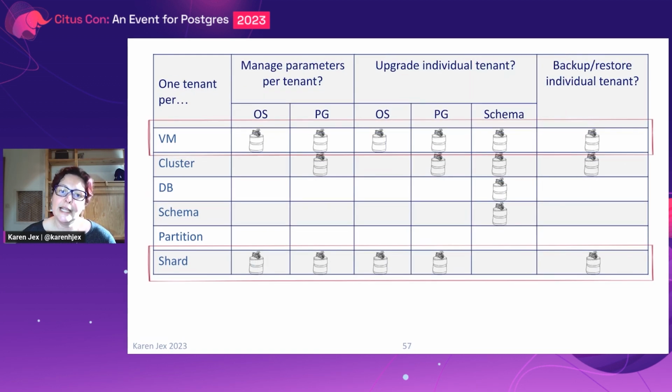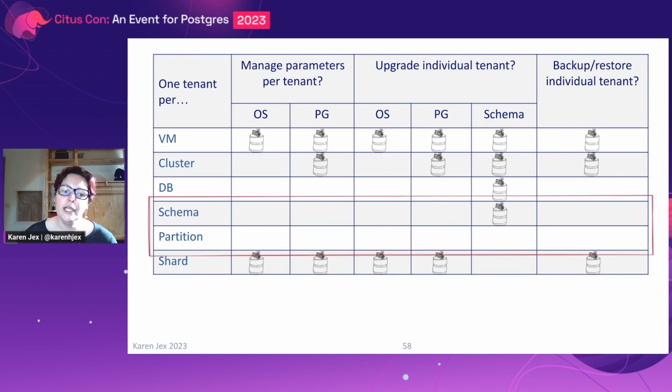If you want a lot of flexibility, if you want to be able to configure things per tenant, if you want to be able to perform management and maintenance just for one tenant at a time, then you're probably going to go for one VM per tenant or a sharding architecture. On the other hand, if you want to manage everything centrally, then you're probably going to go for partitioning or having one schema per tenant.